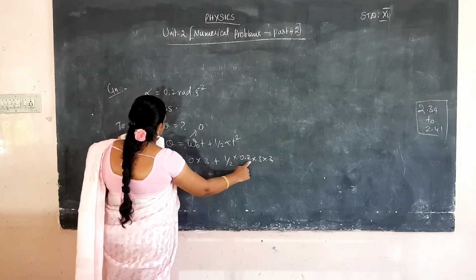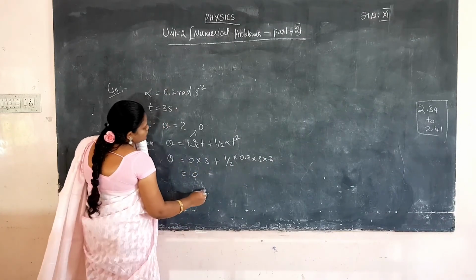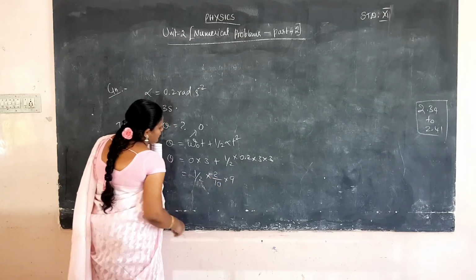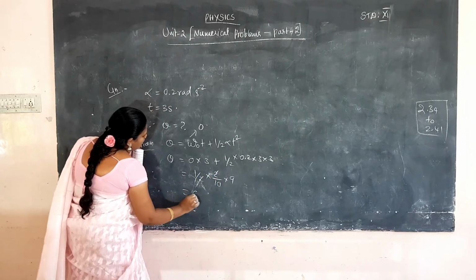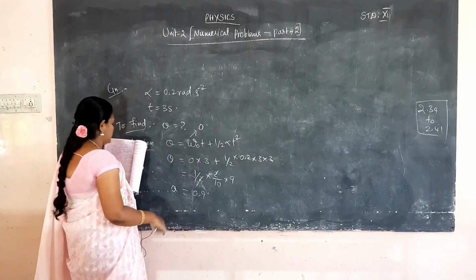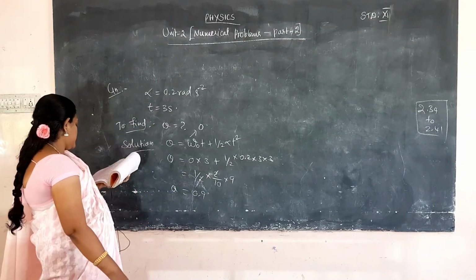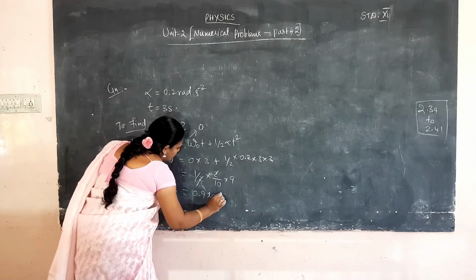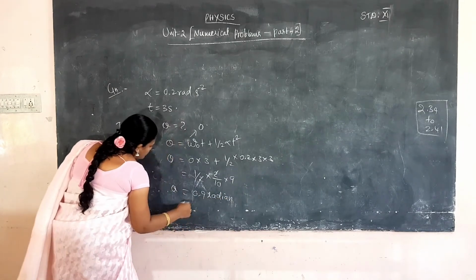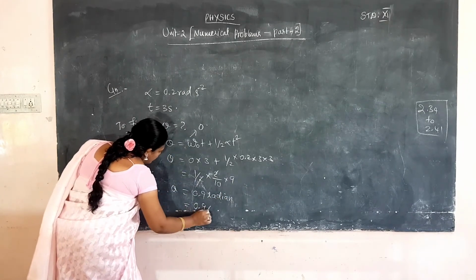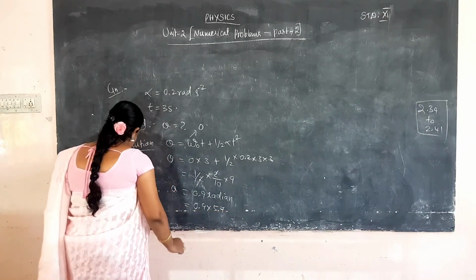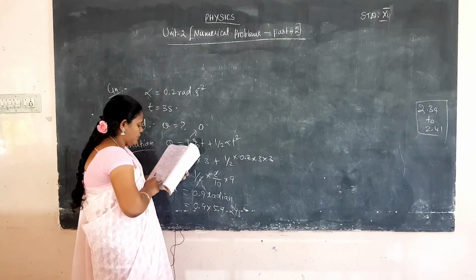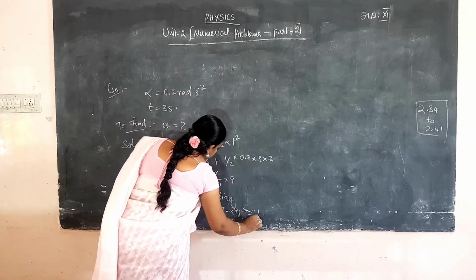0.2 is written as 2 by 10. So half into 2 by 10 into 9. Okay, 2 cancels, 9 by 10, that is 0.9. So the angular displacement will be equal to 0.9 radian. It will be converted into degree. 0.9 is multiplied by 57.295. So the multiplication of 0.9 into 57.295 is equal to 51 degree.